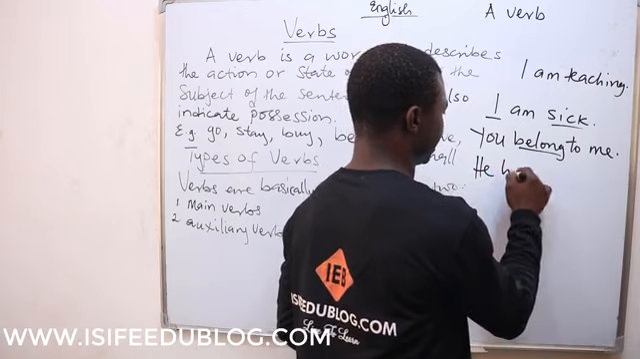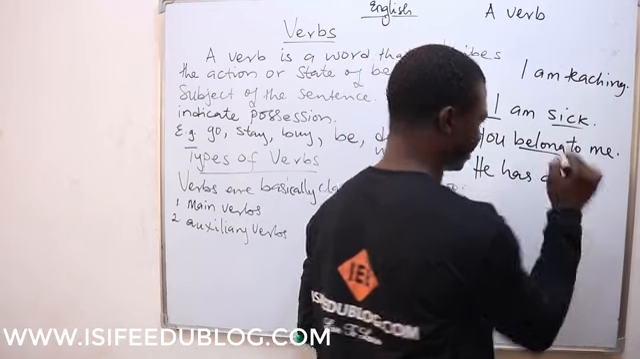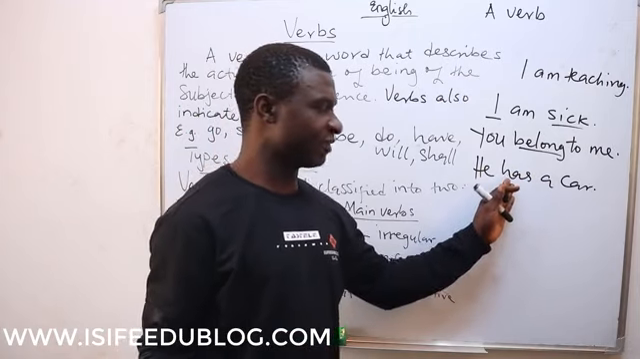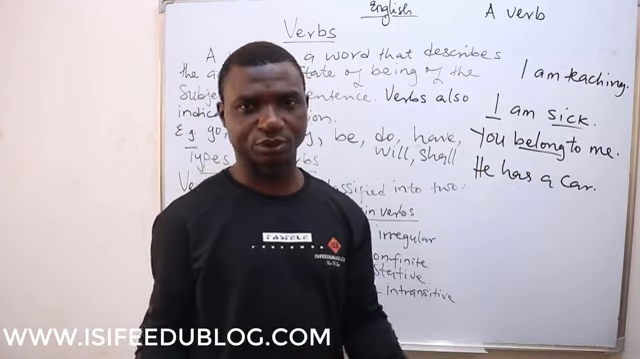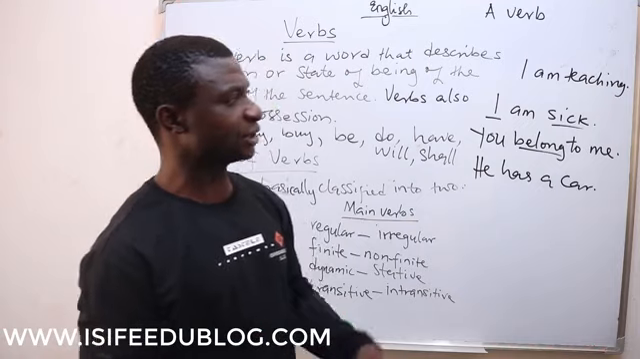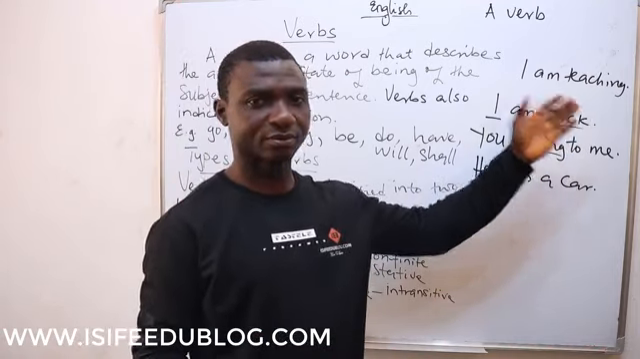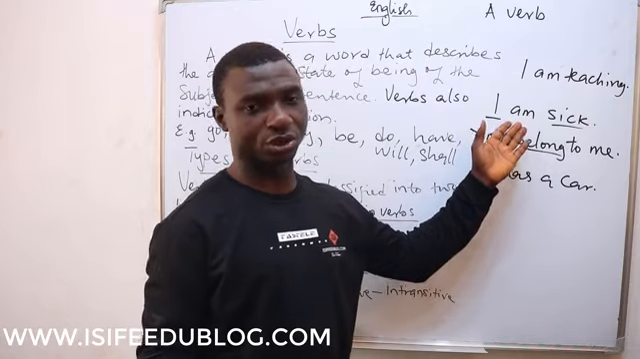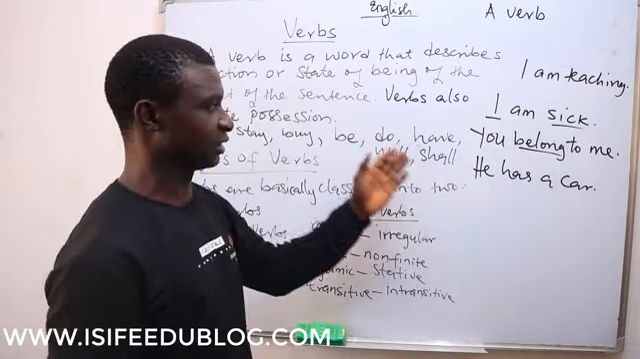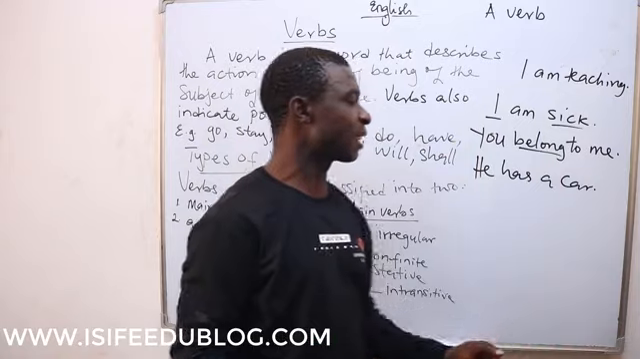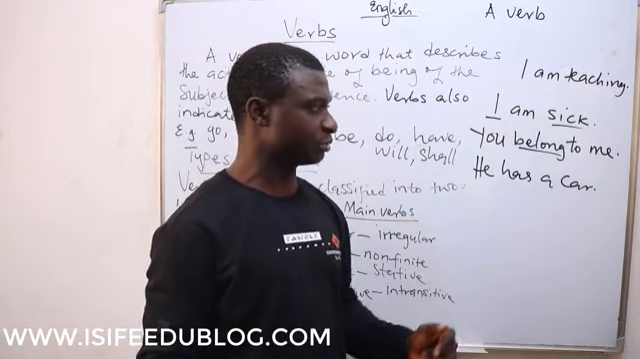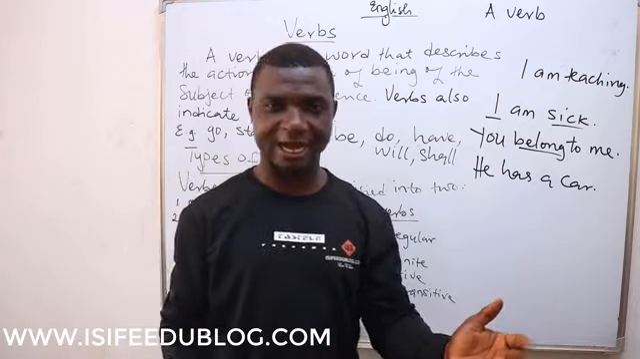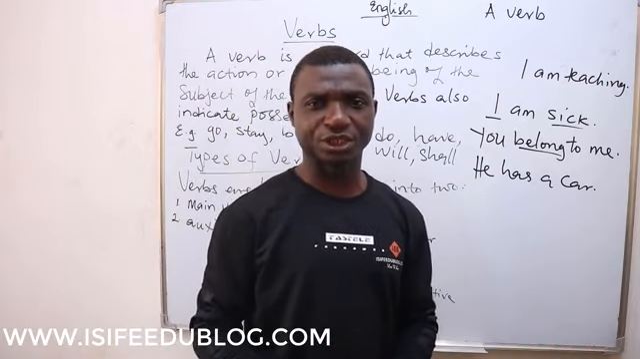He has a car. There is no action here. The verb has indicates possession. So you see, verbs indicate action. Verbs indicate situations or conditions which we call state of being. For instance, in I am sick. Verbs indicate possession in you belong to me or he has a car. So these are the issues.